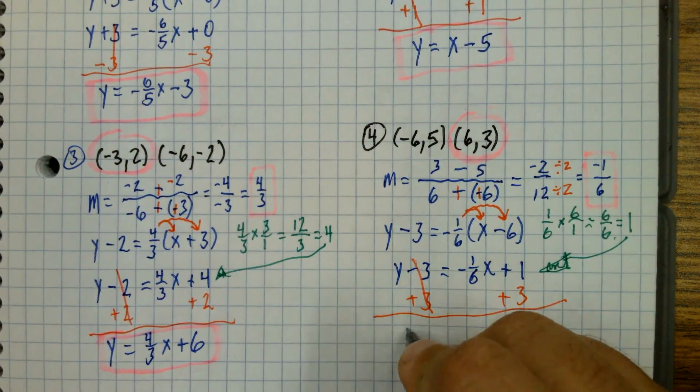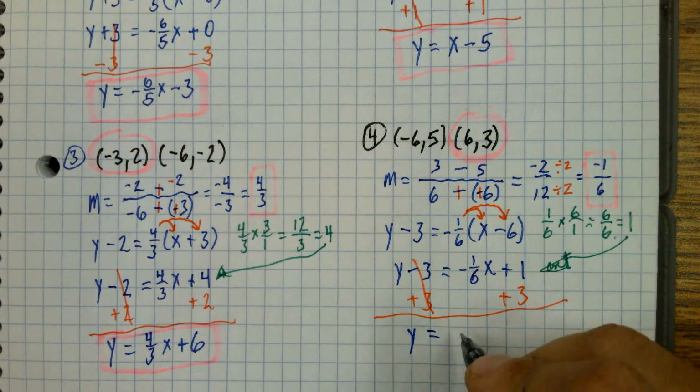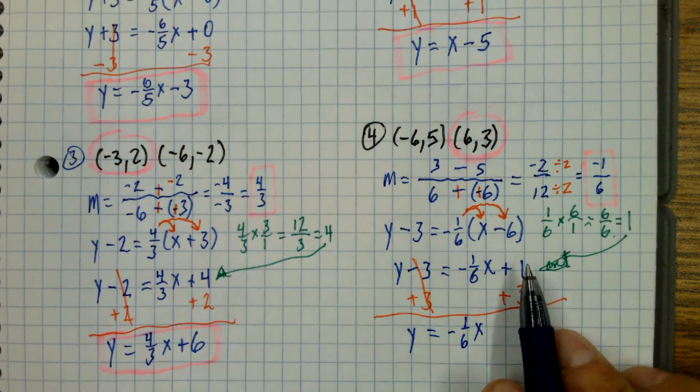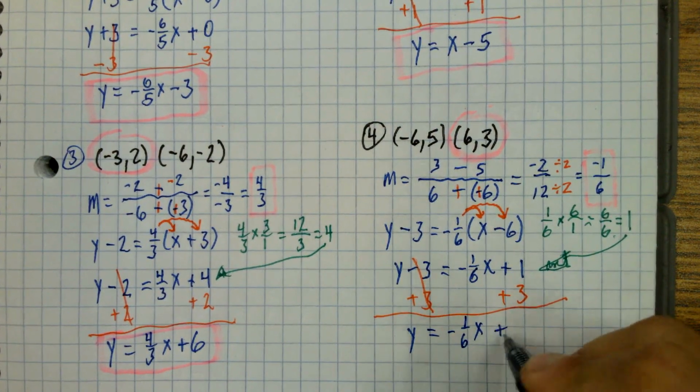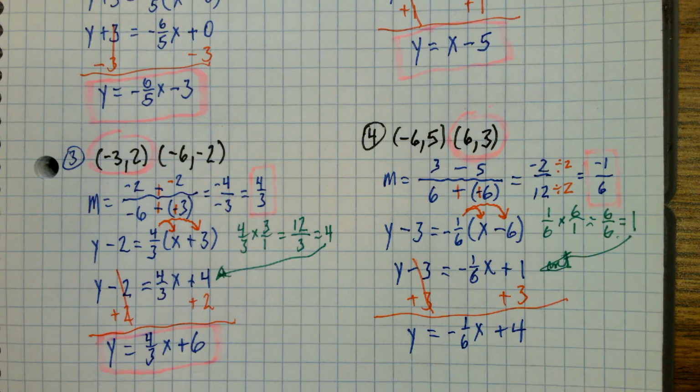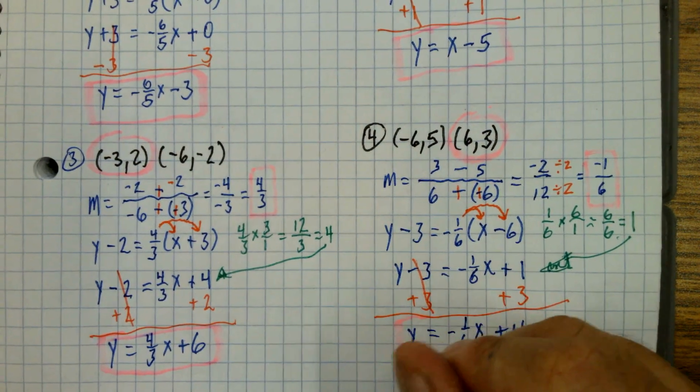And I get y equals negative 1 over 6x, and then 1 plus 3 equals 4. So there's our equation in slope-intercept form.